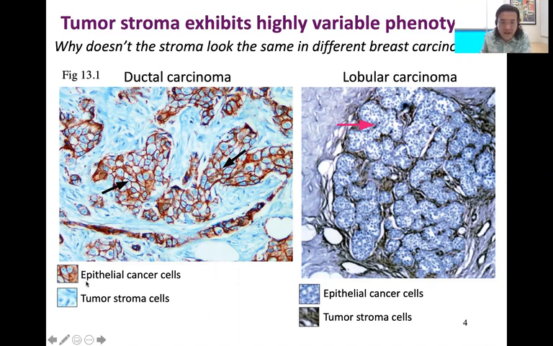On the left here, the epithelial cancer cells are stained in brown, and the surrounding tumor stroma cells, which are all part of this tumor, this is a big cross-section, are stained in blue. On the right, the epithelial cells, the cancer cells, are stained in blue, and the tumor stroma cells are more this black color. Look how different, right, not only the epithelial cancer cells are, because that's not surprising, right?